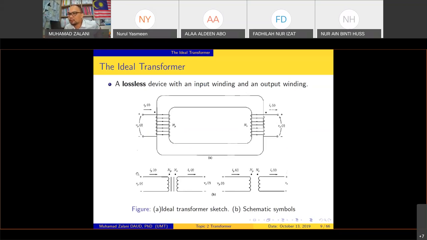And at the bottom here, we can see the ideal transformer sketch and also the schematic symbols. For the ideal transformer sketch, we can see there are two vertical lines here that represent the core of the transformer. And we can see the dot convention also used in this figure. Similarly, for the schematic symbols over here, one difference compared to the sketch is that there are no vertical lines in the middle that represent the core. Right?